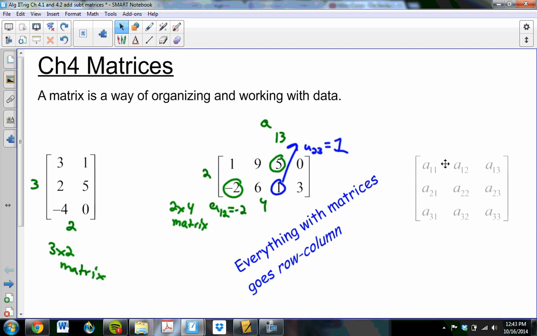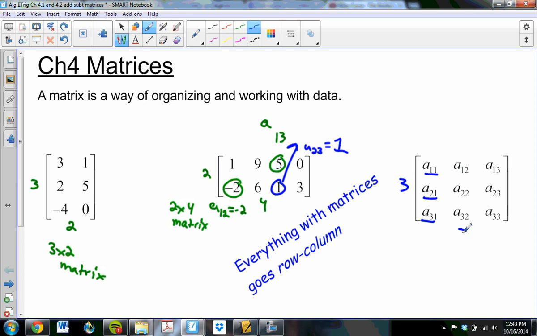Here we have another matrix, and this just has variables in it. So this is A sub 1,1, A sub 2,1, A sub 3,1, and it's row, column, row, column, row, column. This is a 3 by 3 matrix. And a 3 by 3 matrix we call a square matrix because the rows and the columns have the same size. Square matrices are important, and we'll see why later. That takes care of 4.1.